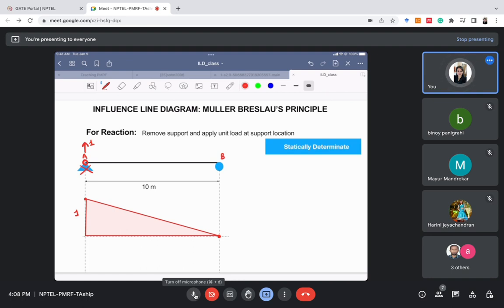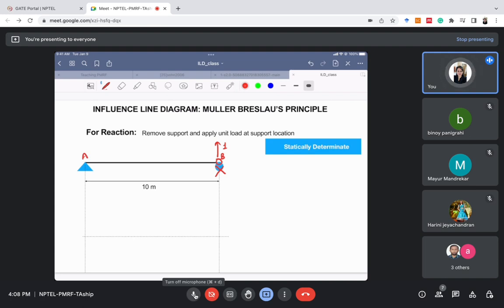I hope it is simple. Next, let's see if we want to draw the ILD for reaction at B. We will follow the same steps. What we will do, we will remove the vertical restraint from point B. The second step is we will take this point B and we will displace it upward by unit amount.